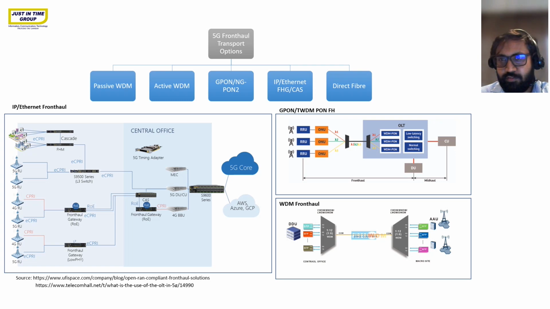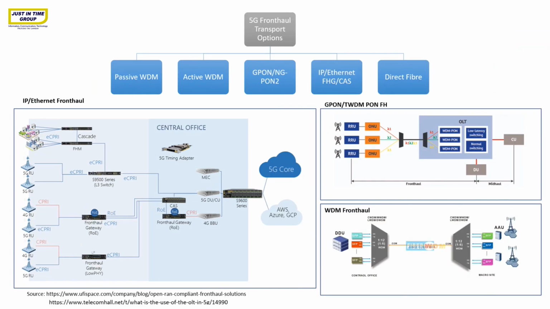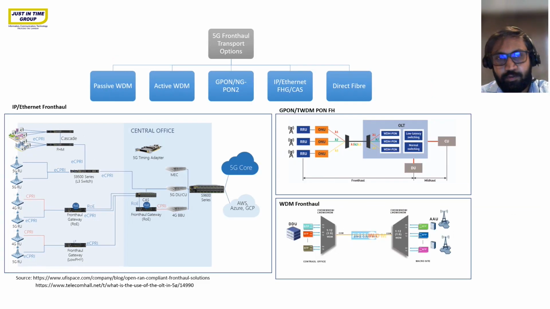One option is passive WDM. Another option is active WDM. We can also consider GPON and NGPON too, but the issue is if you have very stringent timing requirements, because it is an asymmetric link where you will have different uplink and downlink speeds and also time allocation. So GPON is not a very good option if you have very stringent requirements on latency and also on timing accuracy.